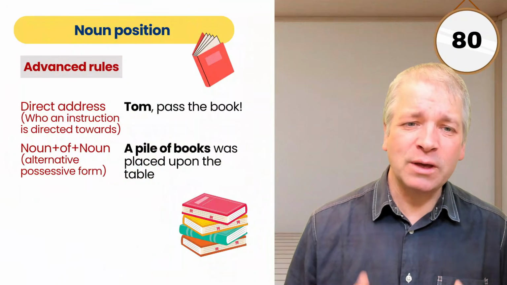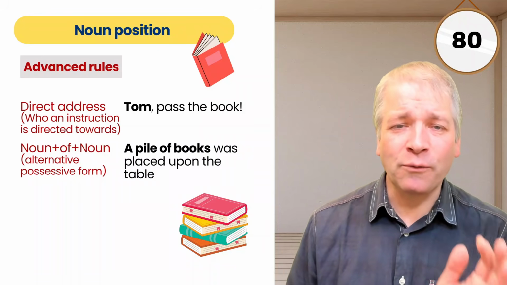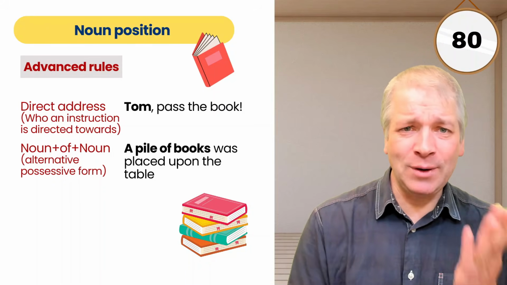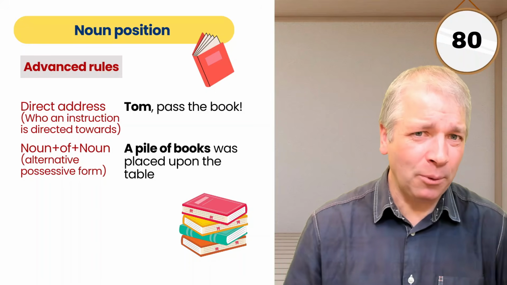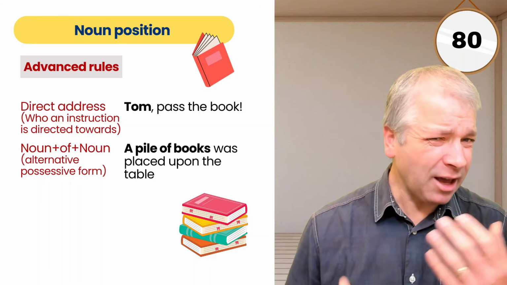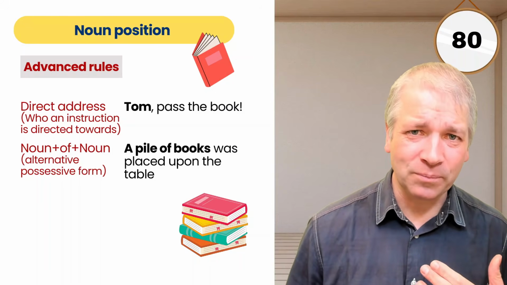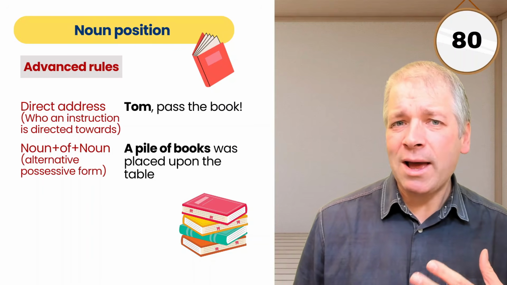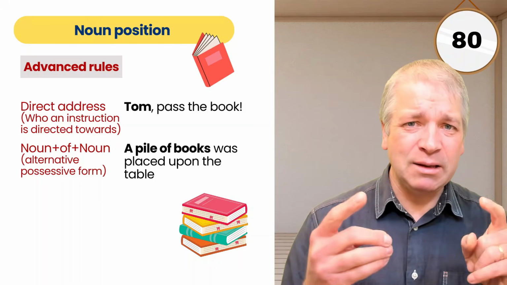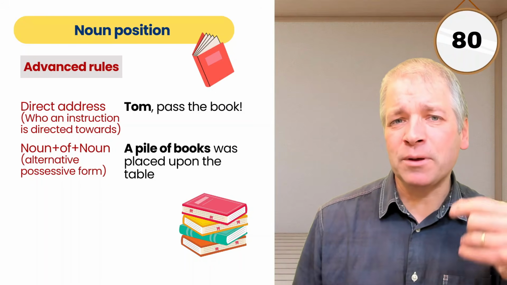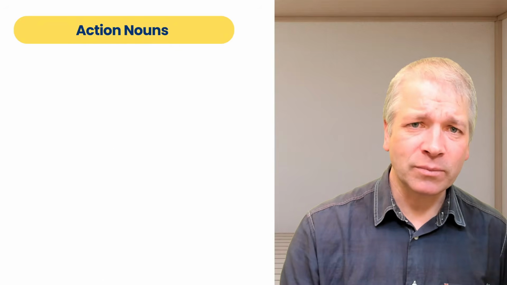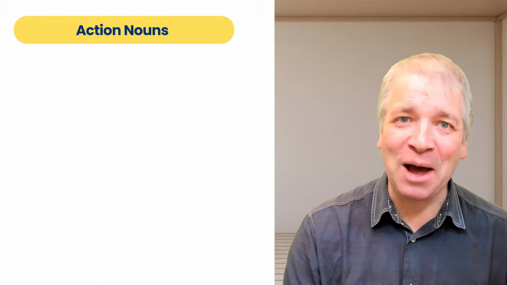Also, we have this structure, noun followed by of followed by noun, which is quite common in English. So we have two nouns together separated by of. For example, a pile of books was placed upon the table. This is a kind of alternative possessive form. A pile of books, in a way, this is how we describe the books. But we use this structure instead. And I'll explain how to choose between a possessive form and this noun of noun form in a moment. But first, let's turn to action nouns.